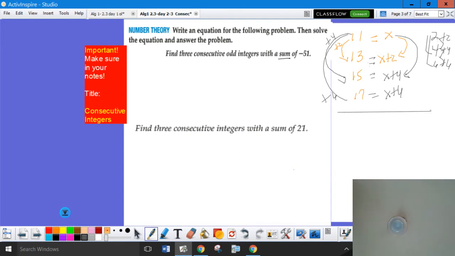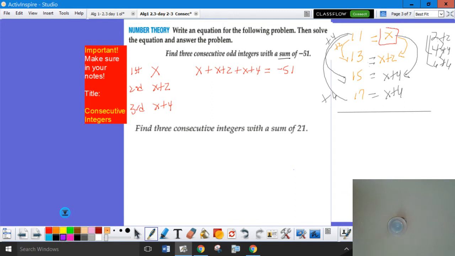So let's think about what this is asking me to do. The first of the 3 integers is always going to be x. That's my first one. To get to my second, we're going to jump from x to x plus 2. And my third is going to be x plus 4. So my equation is x plus x plus 2 plus x plus 4 equals negative 51.